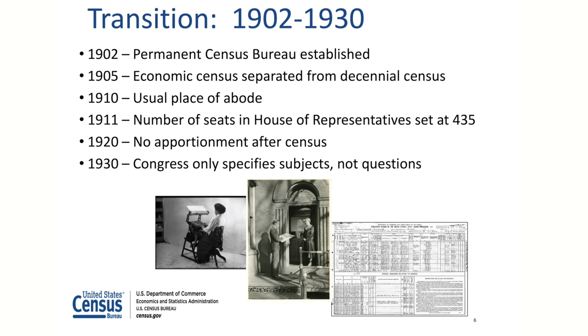In 1930, we enumerated 48 states, the District of Columbia, Alaska, Hawaii, Guam, American Samoa, the Virgin Islands, Panama Canal Zone. In the height of the Depression, we also did separate unemployment censuses in 1931 and 1937, where we mailed out postcards for people to fill out.